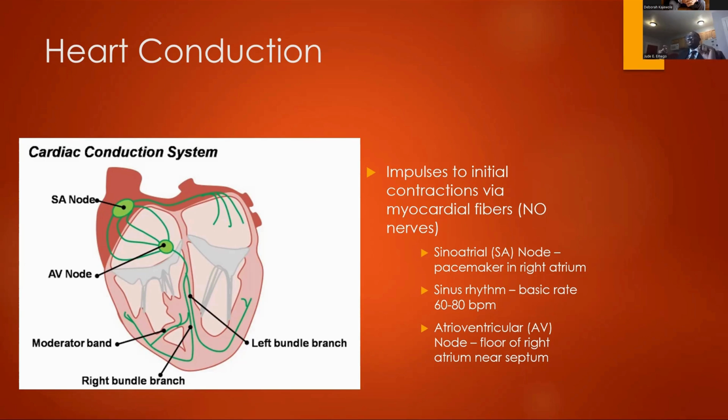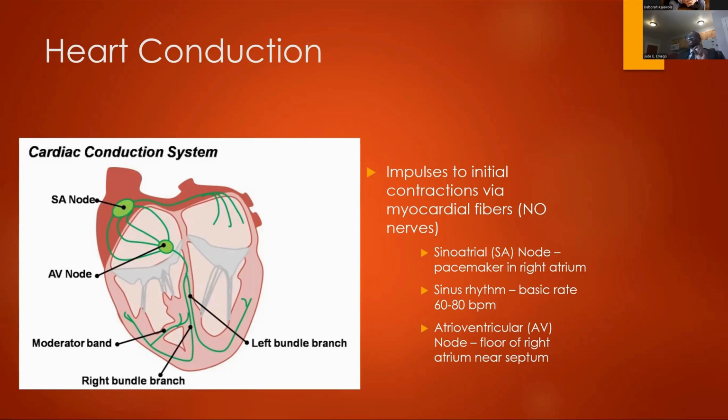We want the SA node, which is called the sinoatrial node, the one in the upper left side. That's what we want to be generating our heartbeat. Now, when it's not doing it right, then the AV node will take over, maybe the bundle branch. But that SA node we refer to as the pacemaker.